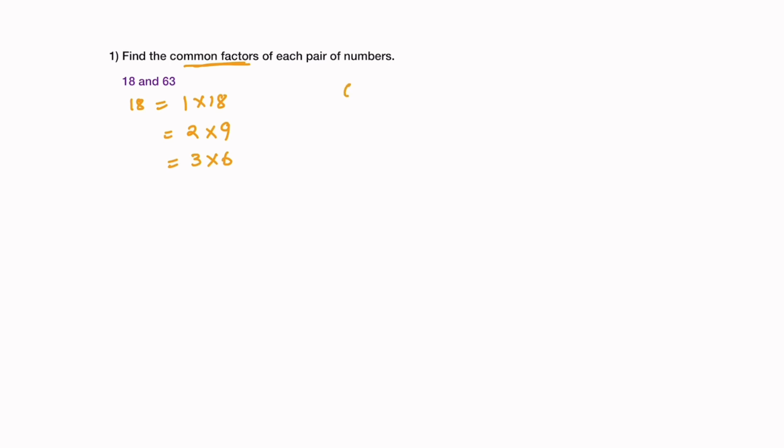Likewise, we do for 63. So we say it's 1 times 63, right? And then it ends with 3. It's an odd number, so not divisible by 2. 6 plus 3 is 9, so it's divisible by 3. So it's 3 times 21. You can check here, 63 divided by 3. So that's times 2 and that's 1, right? And it is also 7 times 9. These are the possible ways in which these two numbers can be expressed.